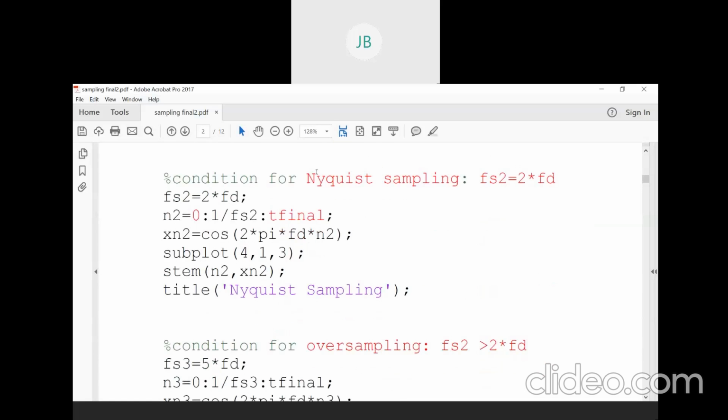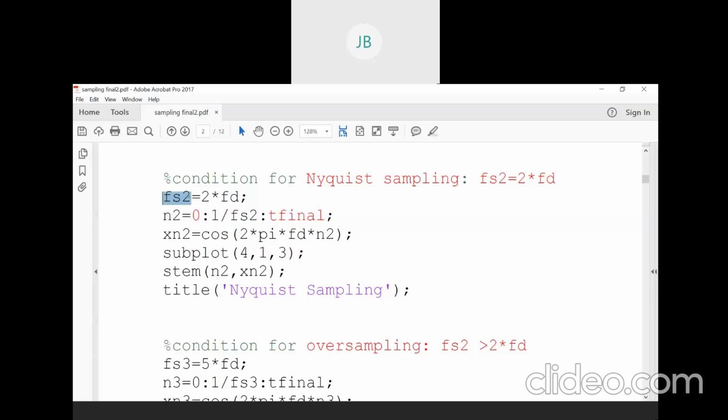Now we will consider another case, that is Nyquist sampling. So in case of Nyquist sampling, the condition is the sampling frequency is exactly equal to 2 times the input frequency component. So here we define that fs2 is equal to 2 times the input frequency, and we will define the time axis n2 that varies from 0 to t final with a variation of 1 by fs2.